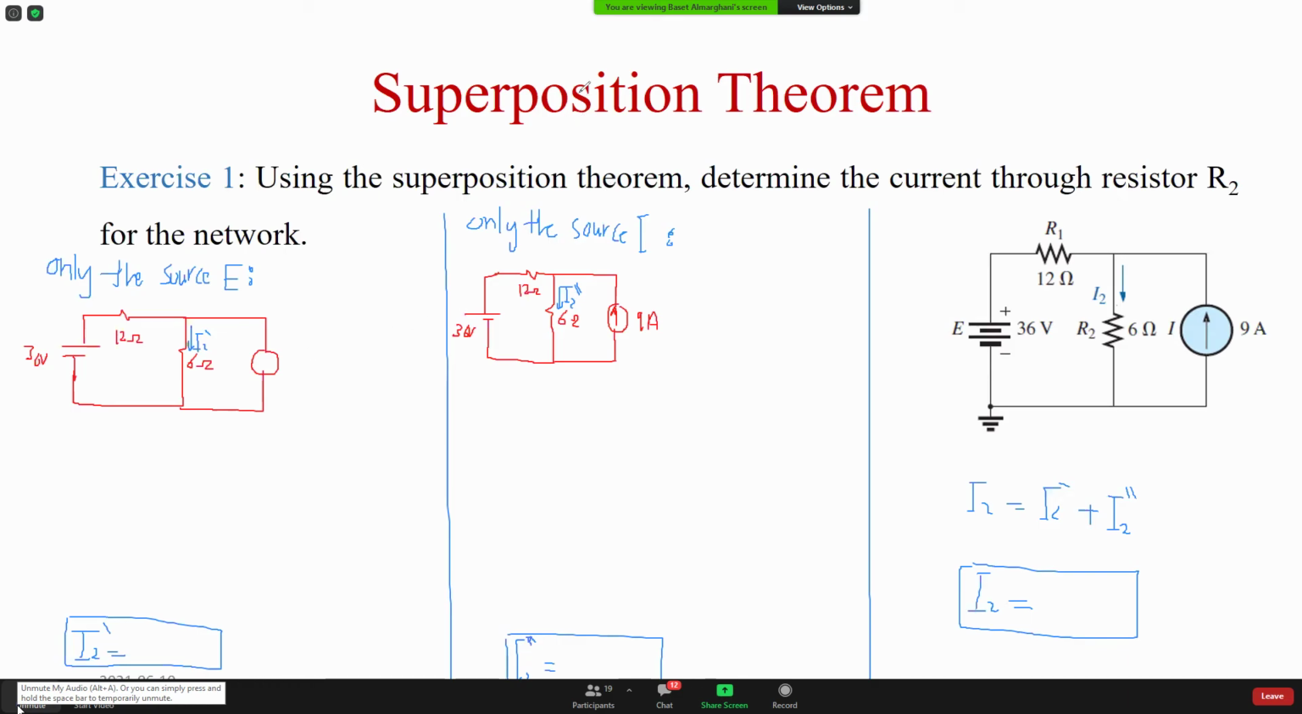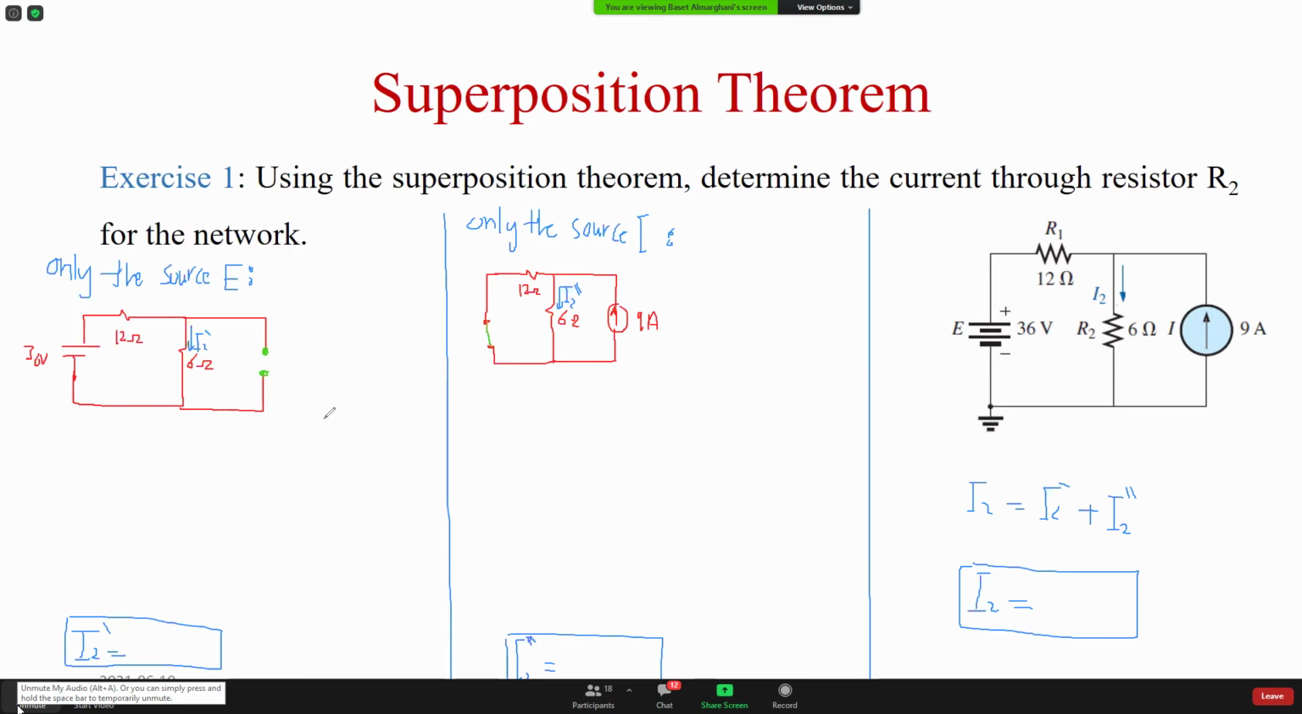I need to remove the sources. So now I'm going to be only using E, so this is going to go. So here's the changes I made. Here I removed the voltage source, I put short circuit. Here I removed the current source, I replaced it with the open circuit. So these are the two circuits here.